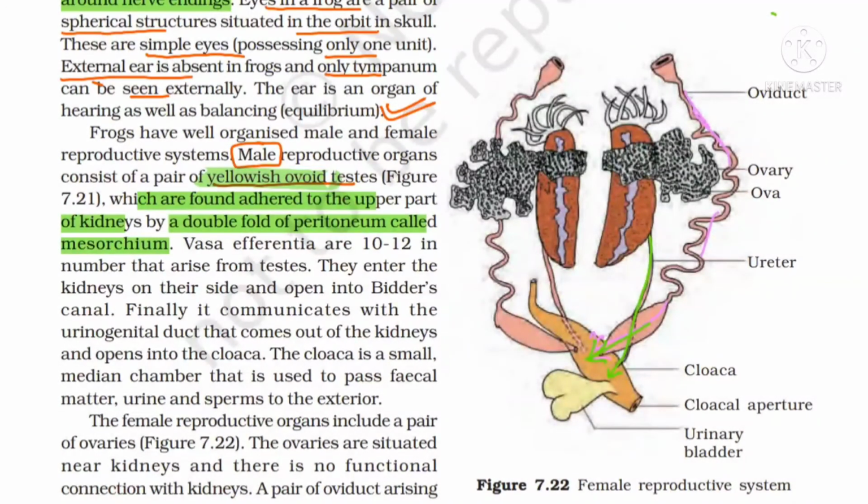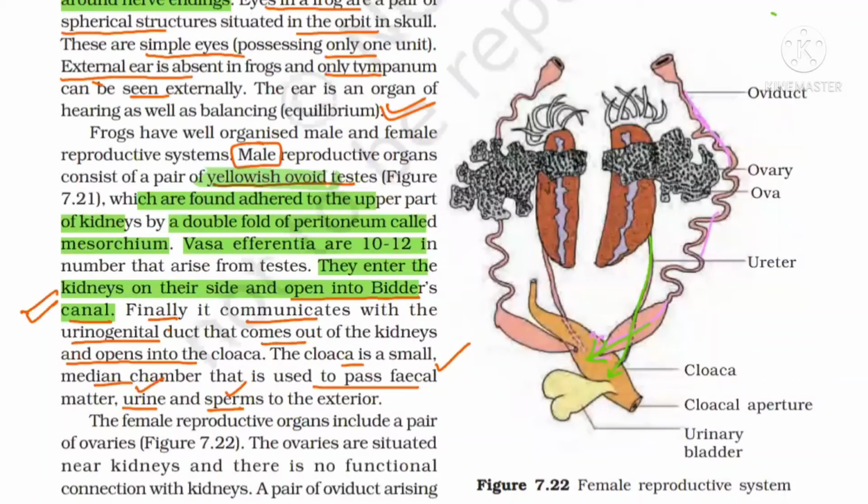Vasa efferentia, how many in number? Ten to twelve. They enter the kidney on their side and open into Bidder's canal. Please remember, they open into Bidder's canal. Again, PMT question. Bidder's canal is seen in frog. Finally, it communicates with the urinogenital duct, which comes out of the kidney and opens into the cloaca. Cloaca is a median chamber which is used to pass fecal matter. I told you digestive system, excretory system, and reproductive system.